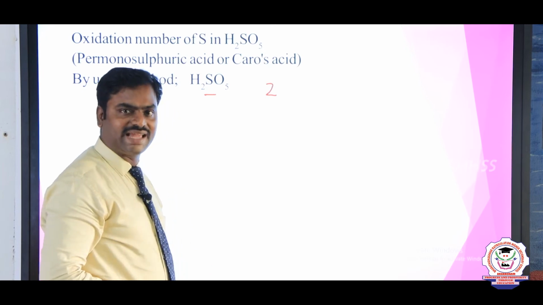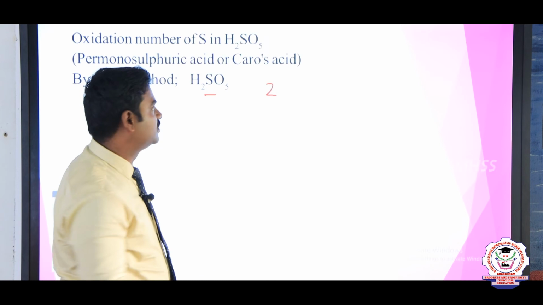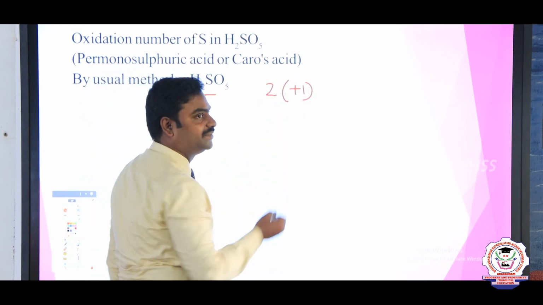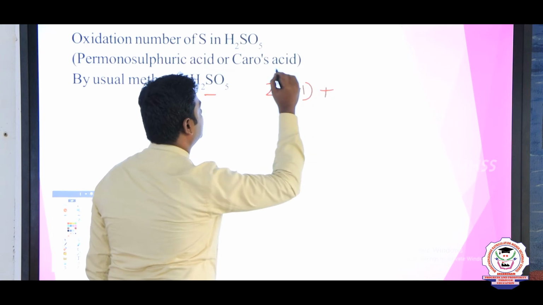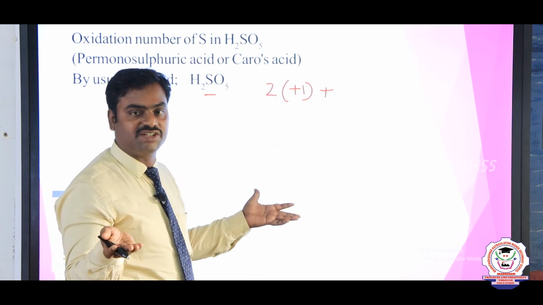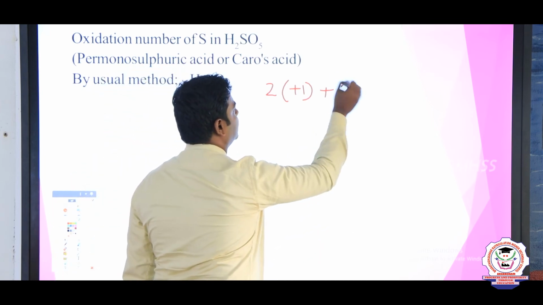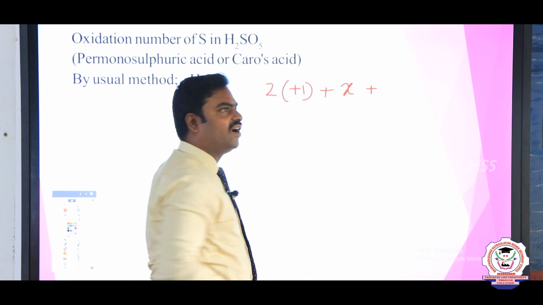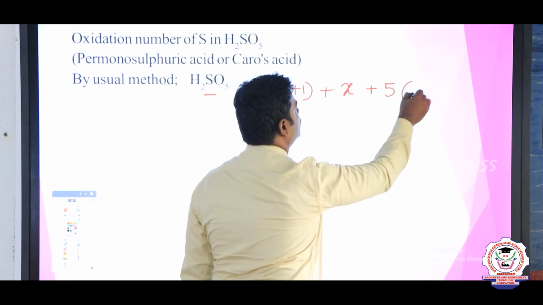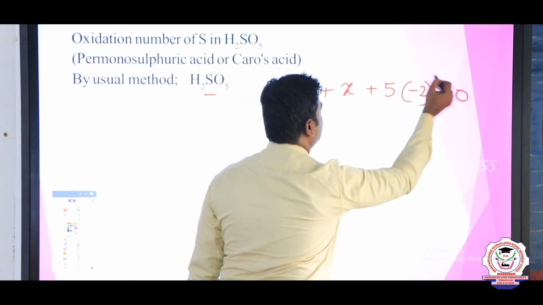And each hydrogen carries +1 charge. Why? The hydrogen is attached with a non-metal oxygen. So 2 into +1, as I said, algebraic sum, plus sulfur. Only one sulfur is there. Now keep the oxidation number of sulfur as X, because we don't know the value, X, plus how many oxygens are there? 5 oxygens, 5 into -2, that is equal to 0.